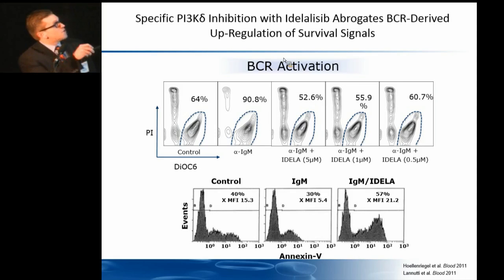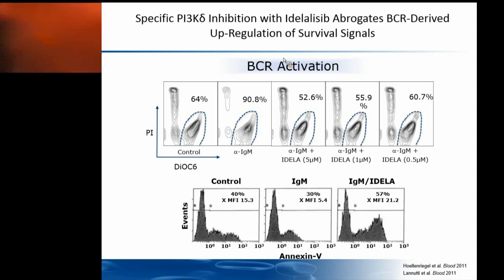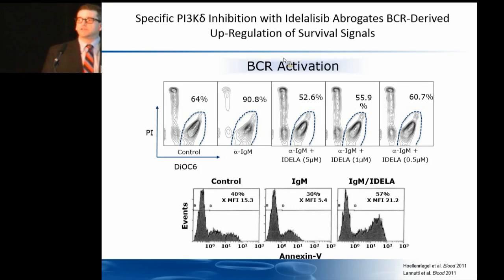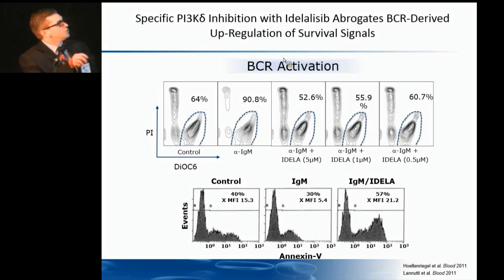But anyway, if you activate the B cell receptor, the importance of PI3K delta is observed, because as anyone who's worked with CLL cells knows, there's this intrinsic high level of apoptosis showing the importance of the tumor microenvironment. However, when you cross-link the B cell receptor, you get this pro-survival effect, which can then be overcome in a concentration-dependent manner with treatment of a PI3K delta inhibitor.